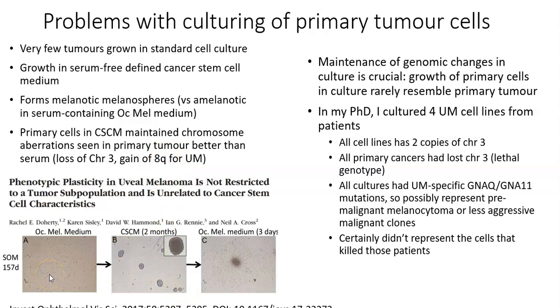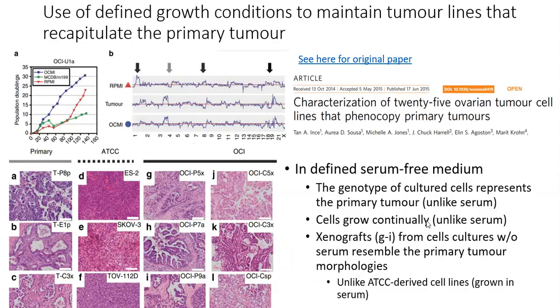So getting the culture conditions right is key to getting the right cells to actually grow in cell culture. And this whole story makes me doubt the validity of an awful lot of cell lines. This point is hammered home by this paper by Ince et al. from a few years ago in Nature Communications.